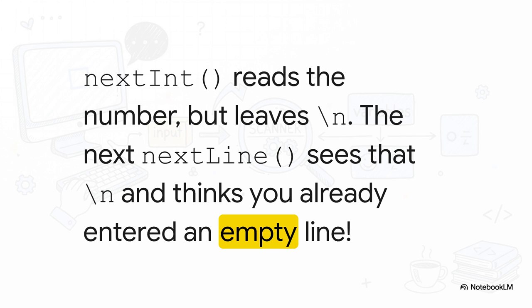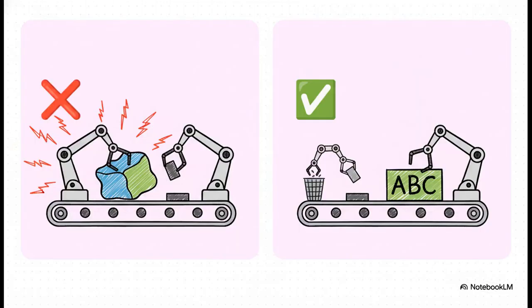Now, when your code calls nextLine, its entire job is to read everything up until it finds a new line. Well, it immediately sees that leftover \n and thinks, oh, great, found a new line. My work here is done. It consumes that empty line and moves right along, which is why it looks like your program just skipped right over your input. So, what's the fix?